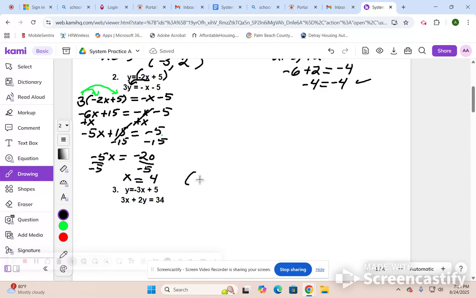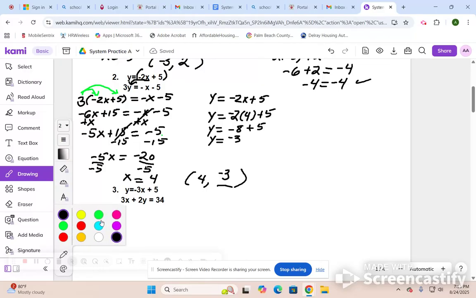So we found the x value of the solution for this system, but we still need to find the y value. We're going to go to the top equation, y equals -2x plus 5, and replace x with 4 to find y. Y equals -2 times 4 plus 5. Y equals -8 plus 5. That means y equals -3. So our y value is -3.